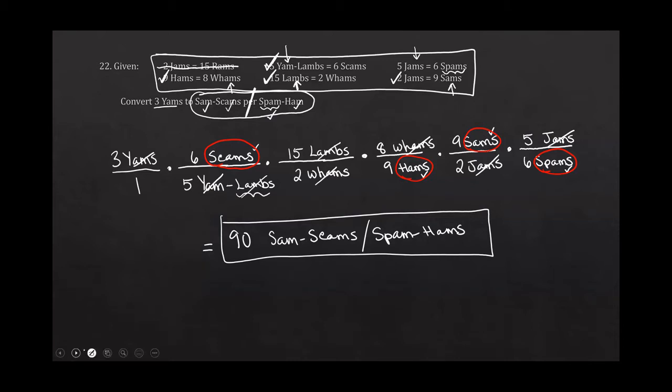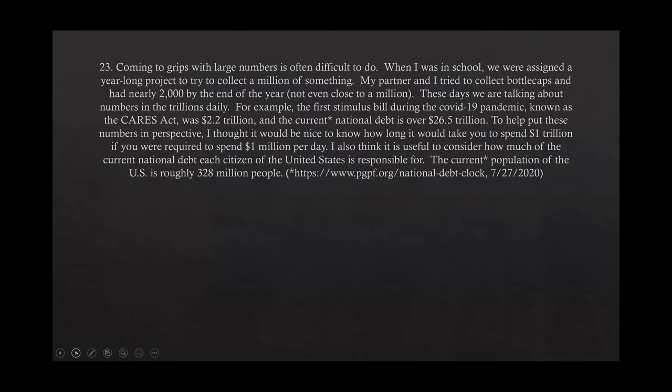All right, let's look at some of the more word problem-ish ones. So question 23 says, coming to grips with large numbers is often difficult to do. When I was in school, not actually me, this is one of my colleagues that made this. Okay. Anyway, they were assigned a year-long project to try and collect 1 million of something. And him and his partner collected bottle caps, and they got nearly 2,000. Not even close to 1 million, right?